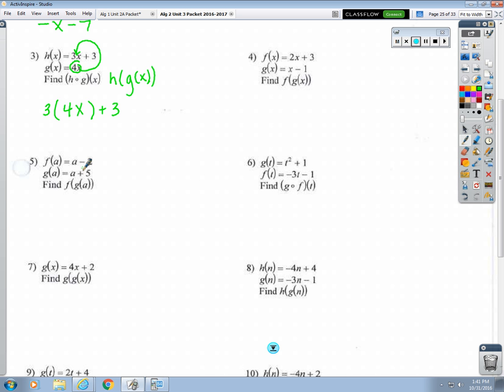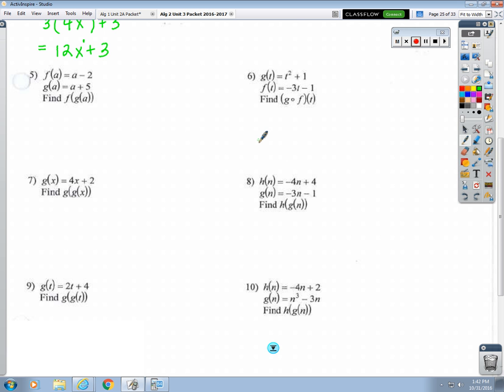Now what do I do? Okay, and that becomes 12x and then plus 3. And that's your final answer. It's also a linear binomial. Linear because the highest exponent is 1. Binomial because it's 2 terms. Okay, why don't you try number 5? Number 5.